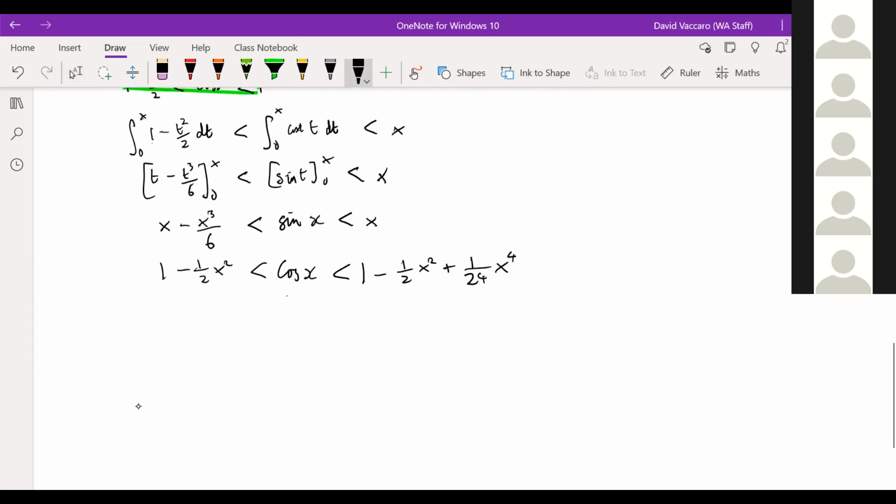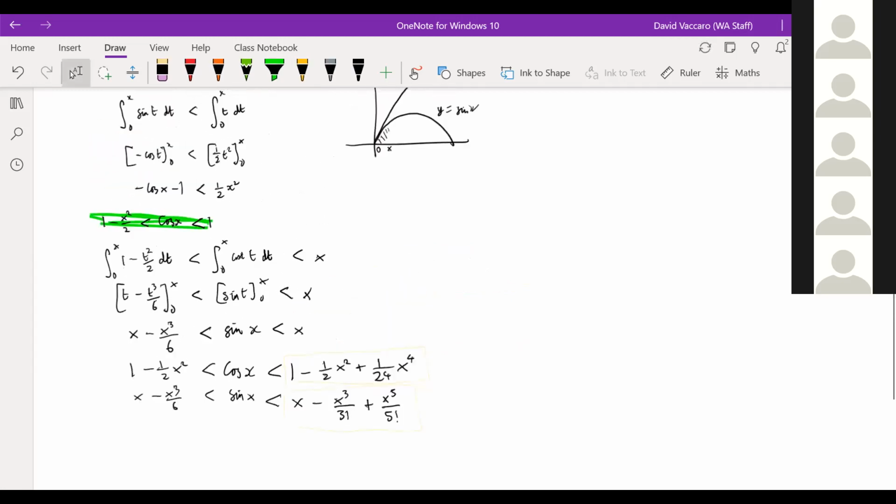And if I improve the inequality for sin x, it remains bigger than x minus x cubed over 6, but becomes less than x minus x cubed over 6, which is 3 factorial, plus the next term, x to the 5 over 5 factorial. Now, if I continue forever, and you should do this as an exercise, these power series get larger and larger, and you can see that they become better and better approximations.